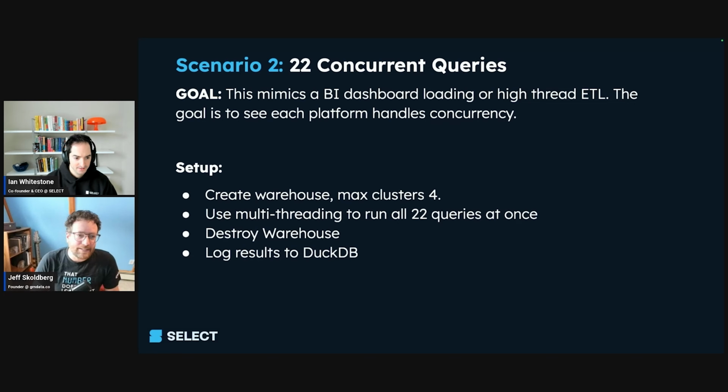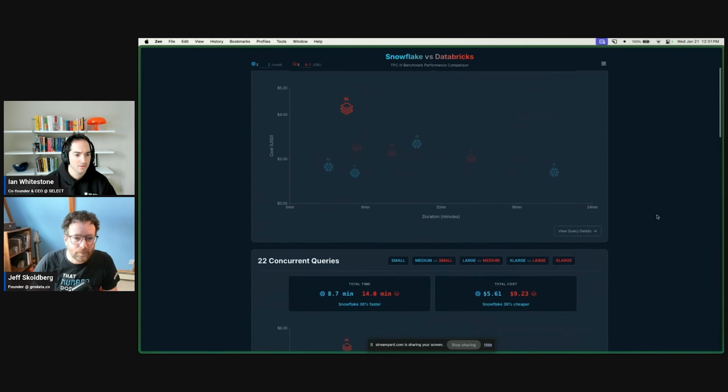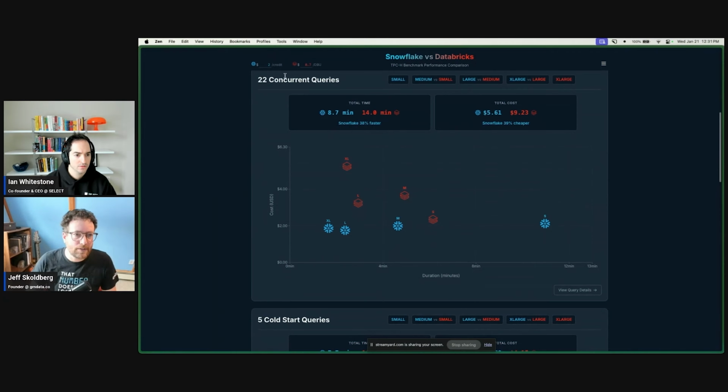So this is ETL, this is BI, and the setup is exactly the same, except now Python is blasting all 22 queries at once. Okay, so let's actually show the results. Scroll down a little bit. We're still at $2 a credit, 70 cents per DBU. Snowflake is winning on these scenarios. And I do believe in this cut, Snowflake won all of the scenarios. If you look at the numbers, they are actually pretty large here, in the large and the medium.